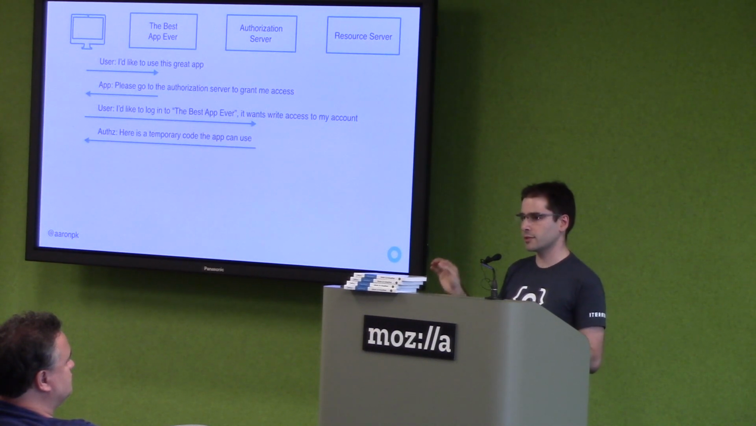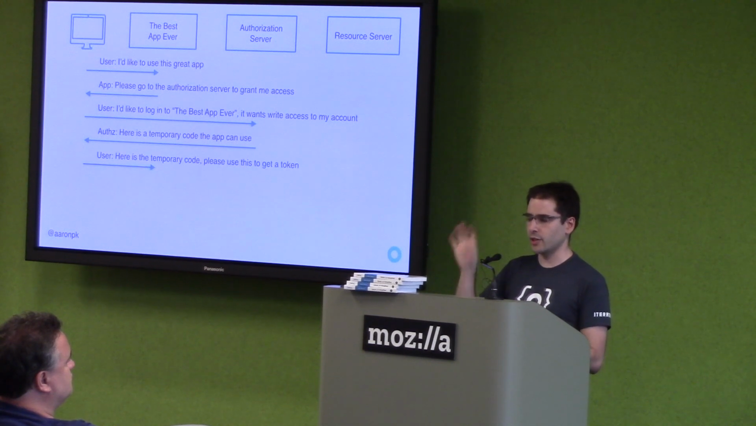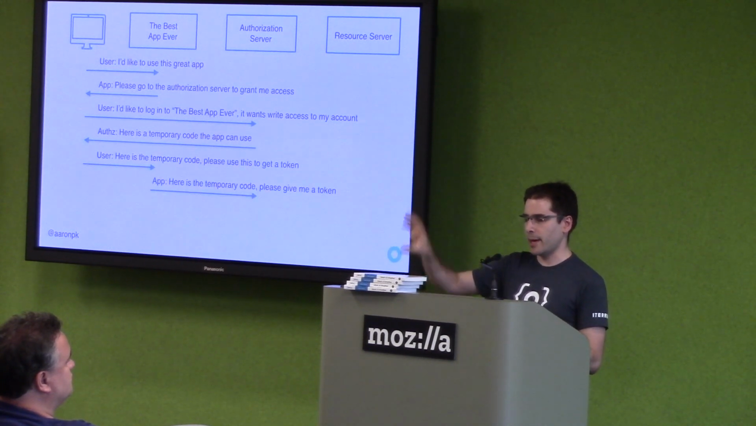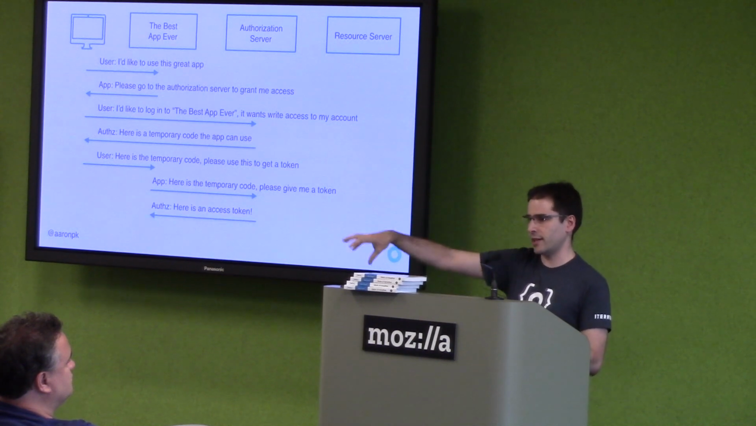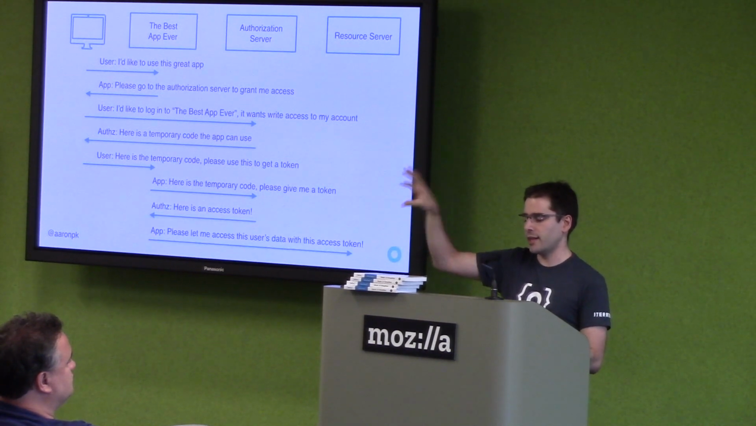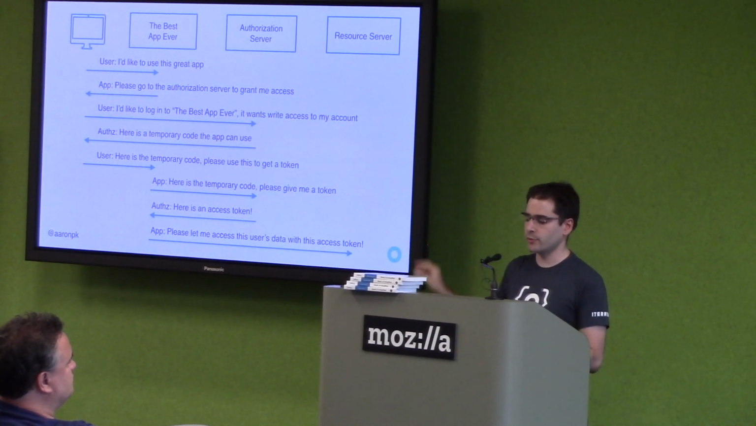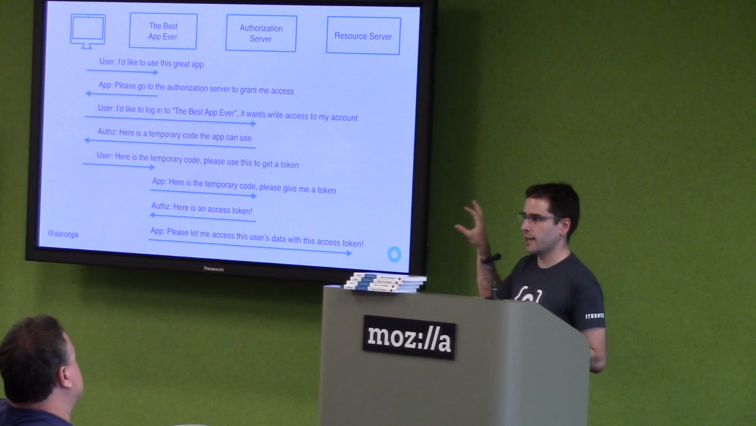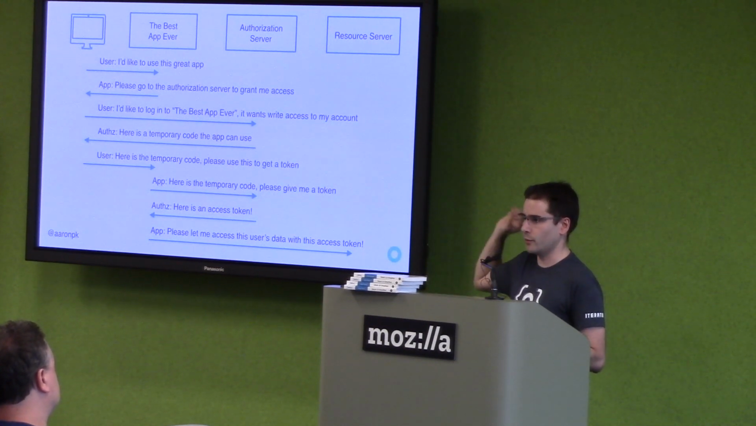The authorization server says, cool, here is a temporary code that the app can use to get access. The user then takes that code, gives it to the app. The app takes it, sends it to the authorization server, which then sends the application an access token. And then the application can use the access token to make requests. And there's a couple of important things in here. Note that in this flow, the access token doesn't actually end up in the user's browser. It's on the web server. This is why it's the authorization code flow for the web server app.